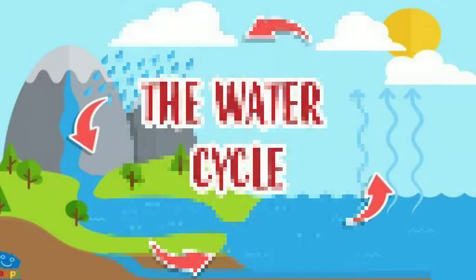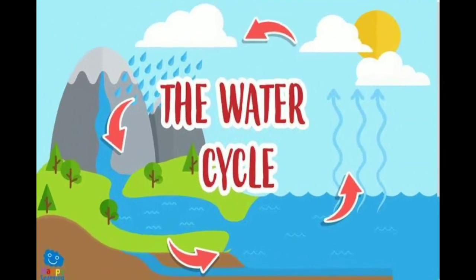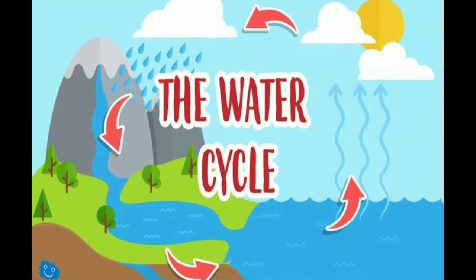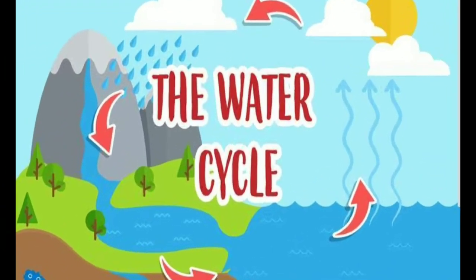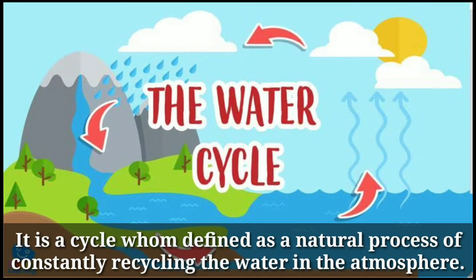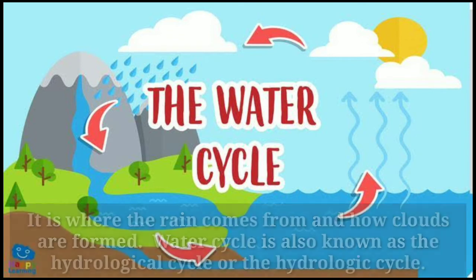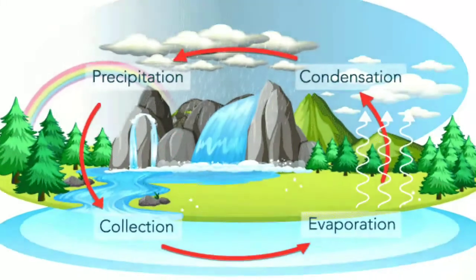Now, the next biogeochemical cycle we would tackle is the water cycle. The water cycle is known as an important biogeochemical cycle involved in the flow or circulation of water through different levels of the ecosystem. It is defined as a natural process of constantly recycling the water in the atmosphere. Or, in simple words, it is where the rain comes from and how clouds are formed. The water cycle is also known as the hydrological cycle or the hydrologic cycle. To know more about the water cycle, take a look at this diagram.